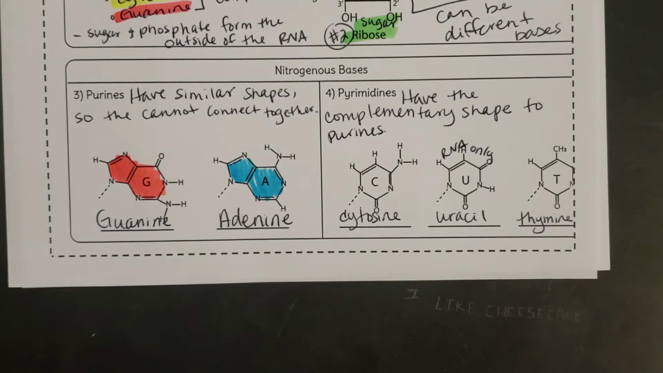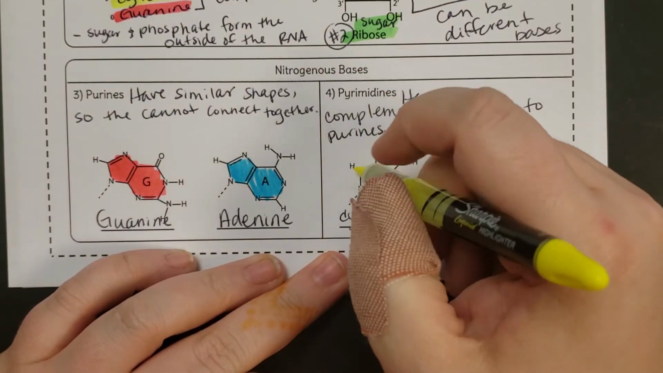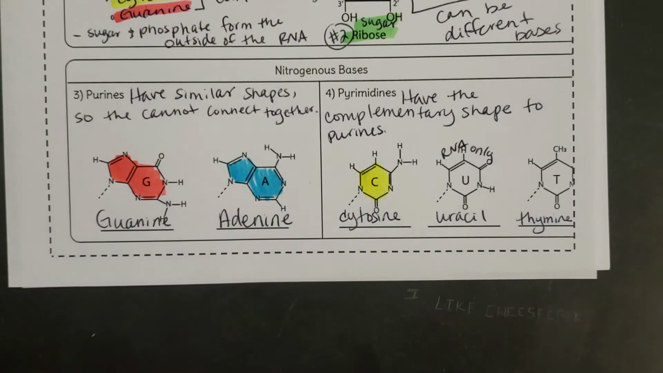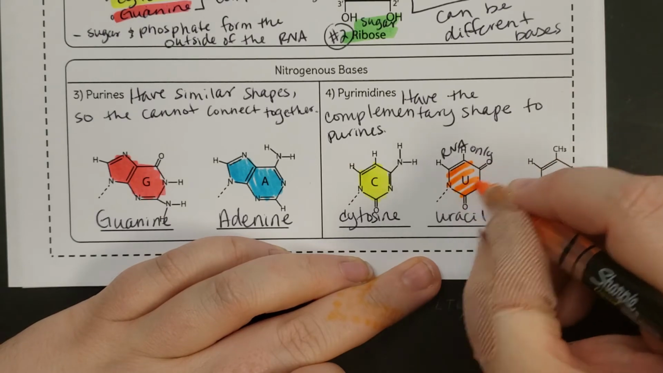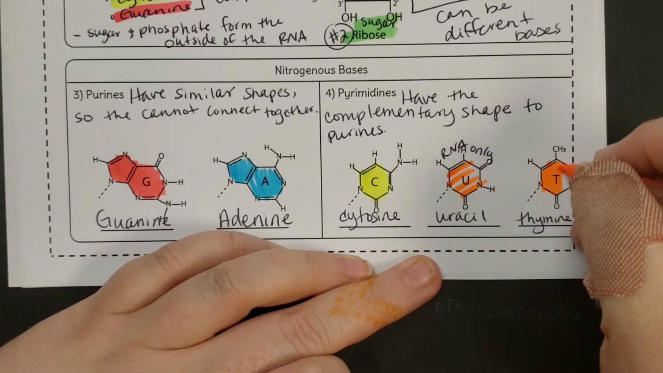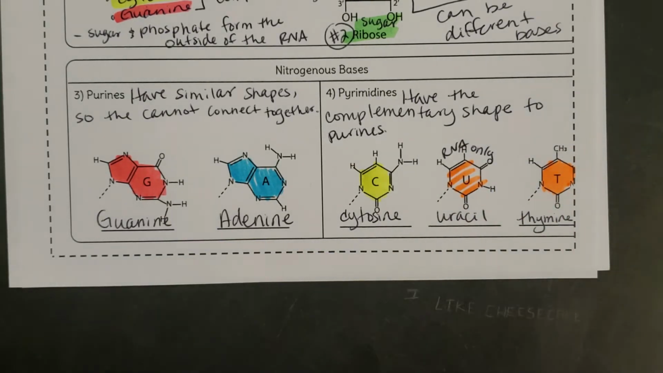Okay. All right. Cytosine is yellow, so we're gonna color cytosine yellow. Uracil we're gonna color like a dashed orange because it's not the same as thymine, which is orange, but it is very similar.